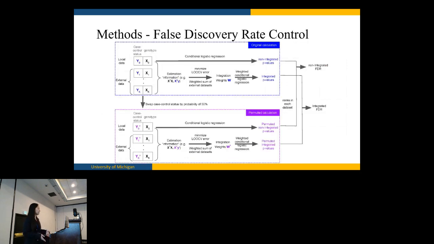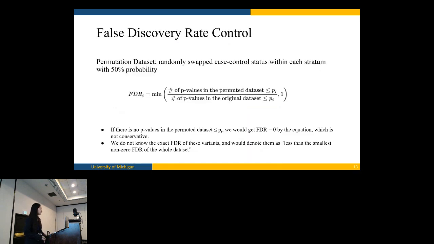So here's our final pipeline. We swap the case control status to get the permuted data, and then calculate the FDR. The case control status was swapped with 50% probability. So the permuted data is kind of the null data. And then we calculate the false discovery rate of each variant by the number of p-values in the permuted data set that are less than or equal to the p-value of the variant, divided by the number of p-values in the original data set that are less than or equal to the p-value of the variant.